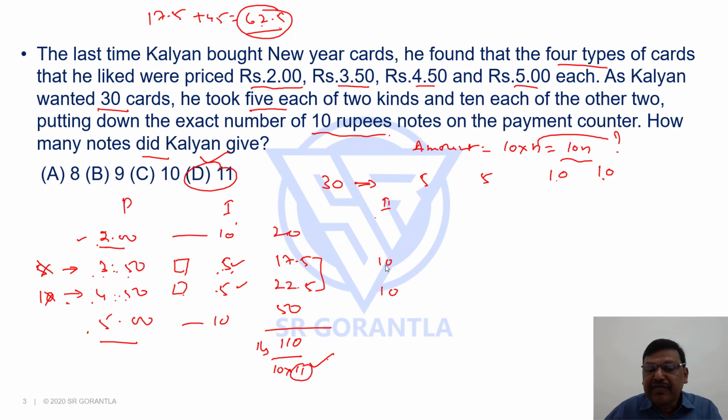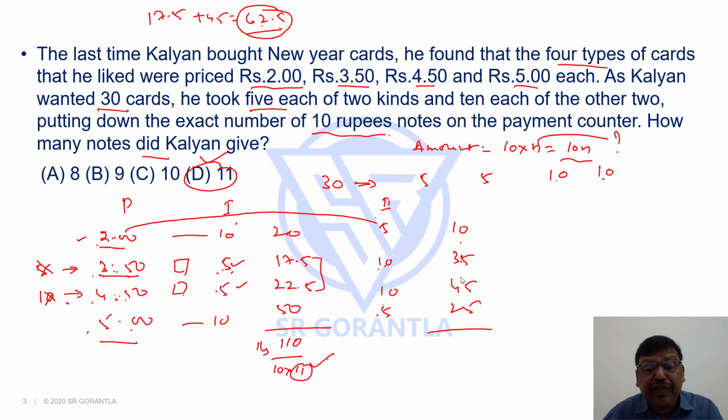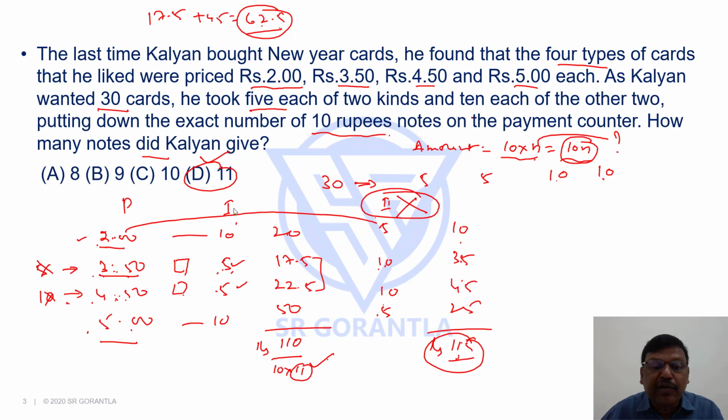Let me check. If these are 10 each, the other 2 are 5 each. 5 into 2 will be 10. 3.5 into 10 will be 35. 4.5 into 10 will be 45. 5 into 5 is 25. You see 10, 45, 90, 115 rupees. 115 rupees is not a multiple of 10. The amount should be a multiple of 10. 115 is not a multiple of 10. Hence, the second case is eliminated. Only one case is possible. Hence, our answer should be 11 notes, that is choice D.